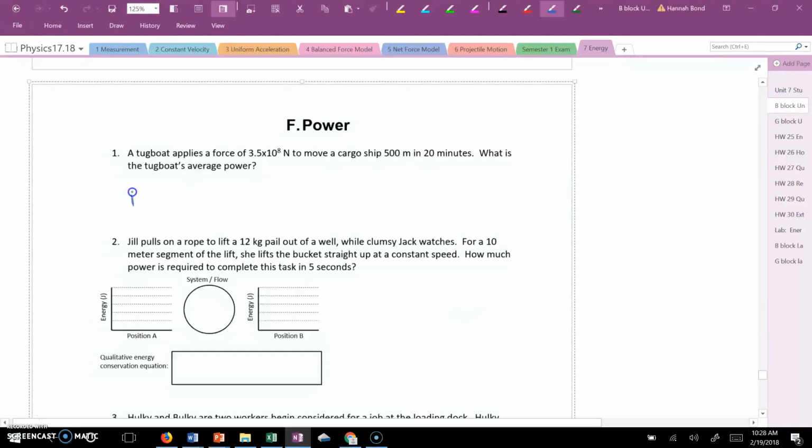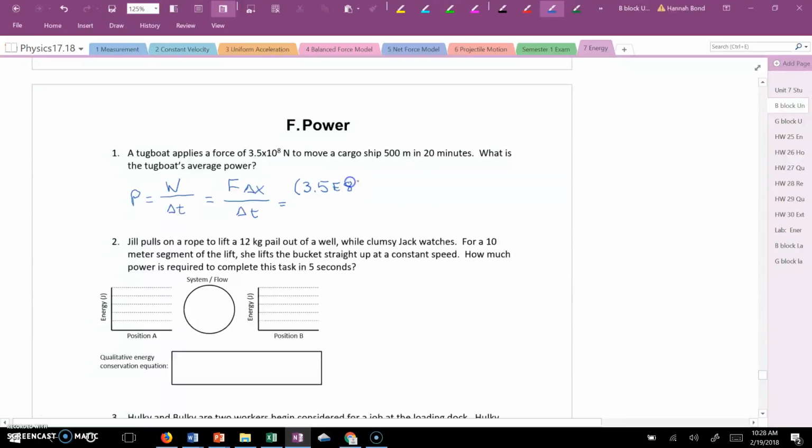So if we wanted to calculate the power of this tugboat, we have to calculate how much work it's doing and then divide by the amount of time that it takes to do that work. In this case, because they give us a force and an amount of displacement, we're going to calculate the work as F delta x. Let's check our units as we plug in. So I have 3.5 times 10 to the 8th newtons and a displacement of 500 meters.